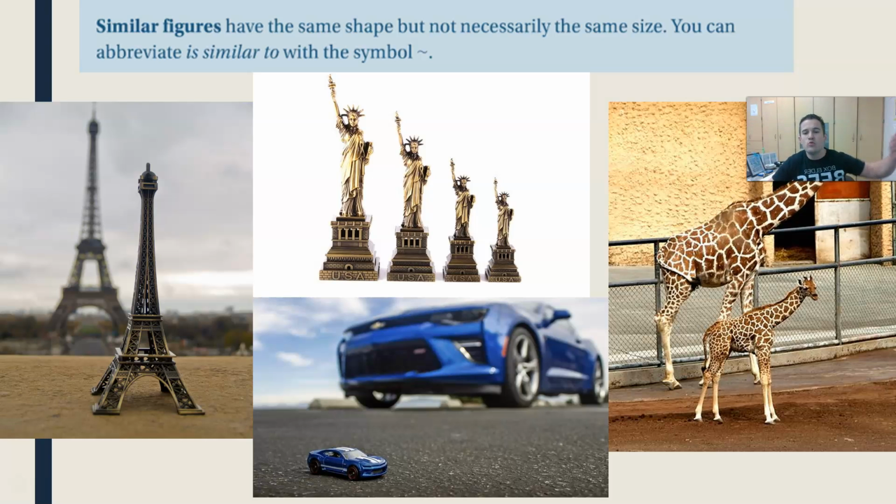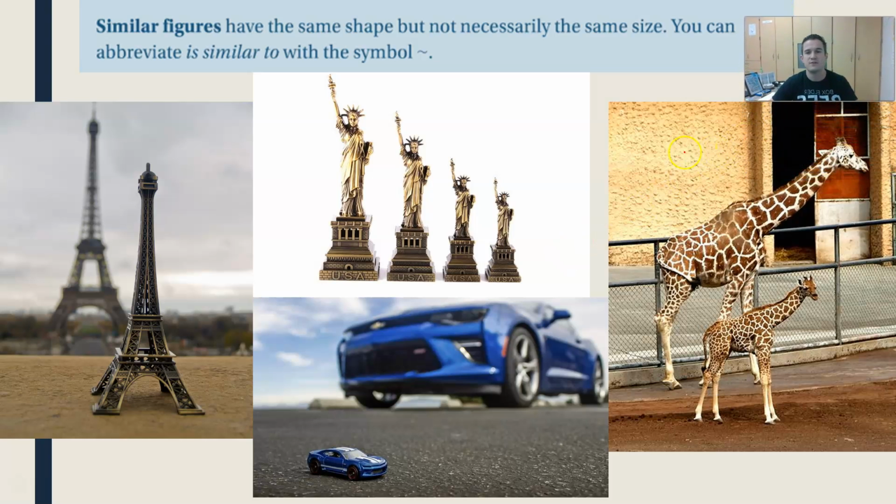So just in general, in the real world, similar figures have the same shape, but not necessarily the same size. So I have these little mini Statues of Liberty. They're all Statues of Liberty, but they're different sizes, right? I have the little toy Eiffel Tower with the big Eiffel Tower, a little Hot Wheels car, a baby giraffe, and a big giraffe. So those are all examples of similar figures. Let me move my face so you can see the head of the big giraffe there. This little squiggly symbol right here is the symbol we're going to use to write that two objects are similar.